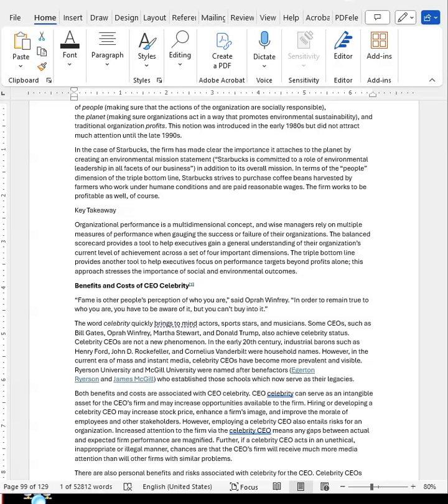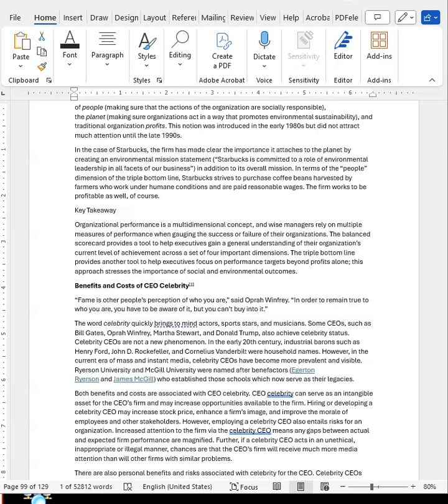Hiring or developing a celebrity CEO may increase stock price, enhance a firm's image, and improve the morale of employees and other stakeholders. However, employing a celebrity CEO also entails risks for an organization. Increased attention to the firm via the celebrity CEO means any gaps between actual and expected firm performance are magnified. Further, if a celebrity CEO acts in an unethical, inappropriate, or illegal manner, chances are that the CEO's firm will receive much more media attention than will other firms with similar problems.